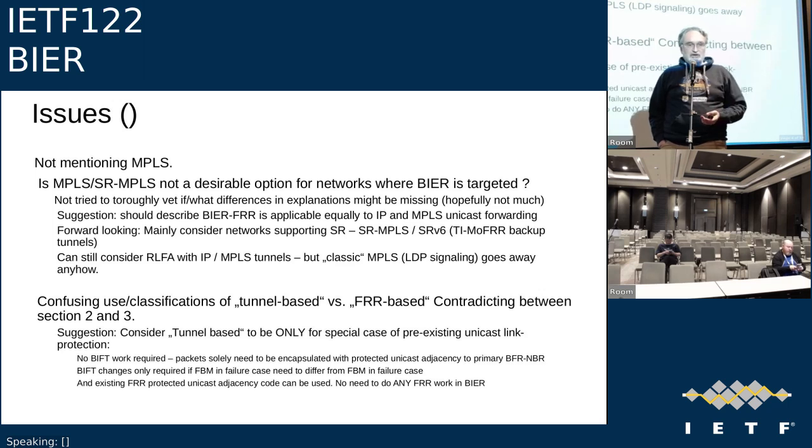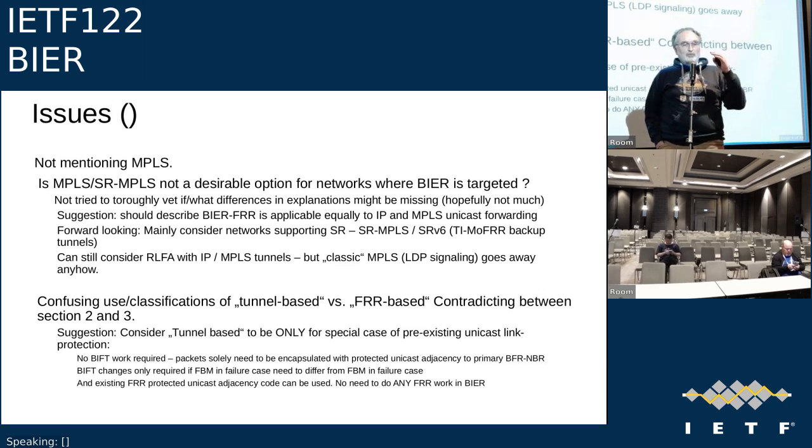So, anybody interested in BIER in unicast MPLS networks, because obviously the backup tunnels need to have some unicast forwarding plane. In many of these networks, that would be MPLS, or rather, hopefully, SR-MPLS. And so if this wants to be sold to customers, the MPLS explanation should be added. There is some type of classification there, FRR-based and tunnel-based.